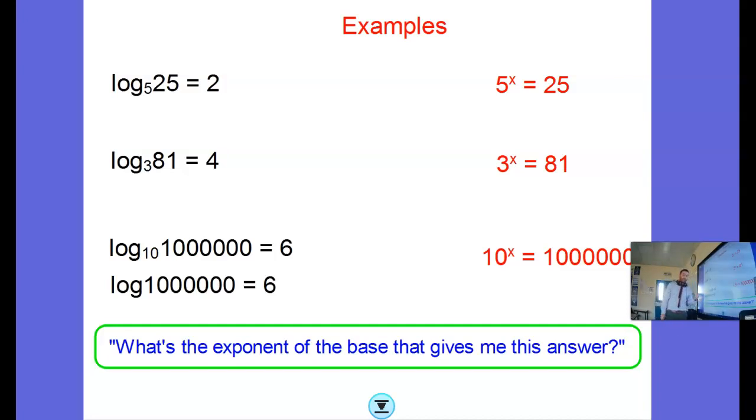And because it's such a common base, if you ever just see log 1 million, it's talking about base 10. You can assume it means a base of 10. So if you don't see a base written in the log, assume it means base 10. But there we go. It's saying what power of 10 gives me 1 million? 6.